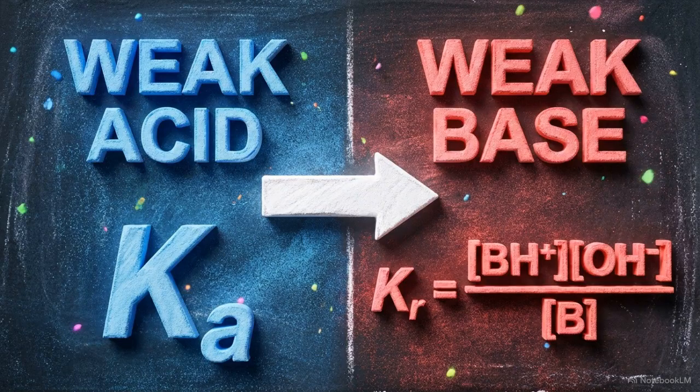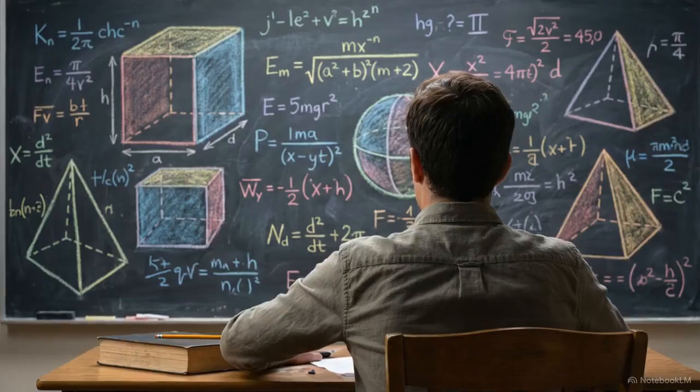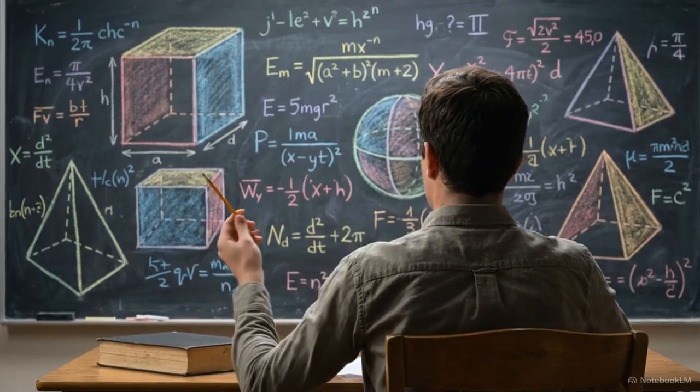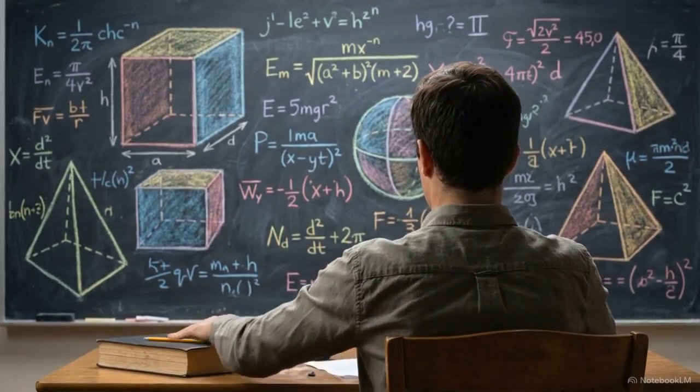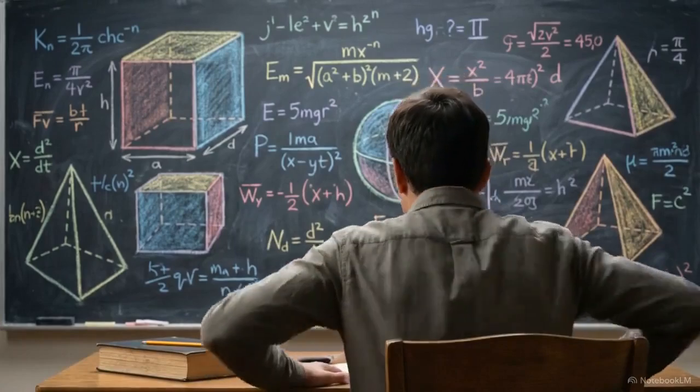You can apply this exact same logical sequence to weak base calculations as well. You simply substitute the Kb formula in place of Ka. By internalizing this core four-step framework, you have the necessary tools to accurately dissect and solve any weak acid problem on your next exam.